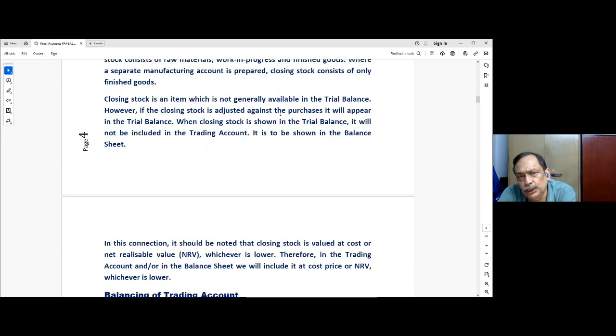Then closing stock is an item which is not generally available in the trial balance. So this is very important. Please try to understand, closing stock is an item which is not generally available in the trial balance. However, if the closing stock is adjusted against the purchases, it will appear in the trial balance. When closing stock is shown in the trial balance, it will not be included in the trading account. It is to be shown in the balance sheet. So please, dear students, please mind this. This is very, very important.